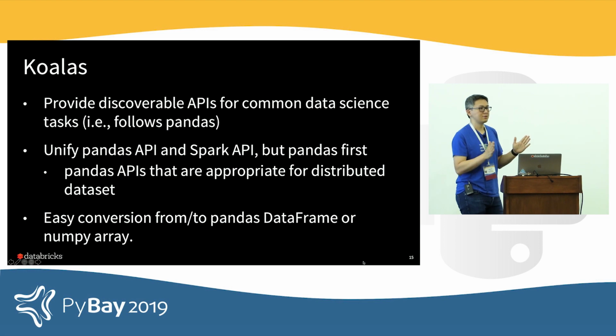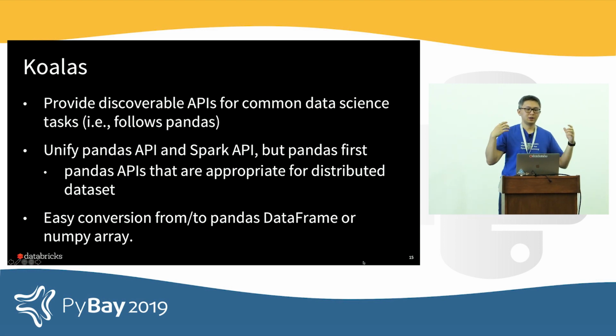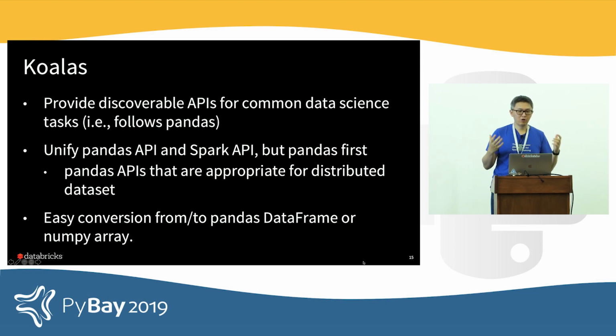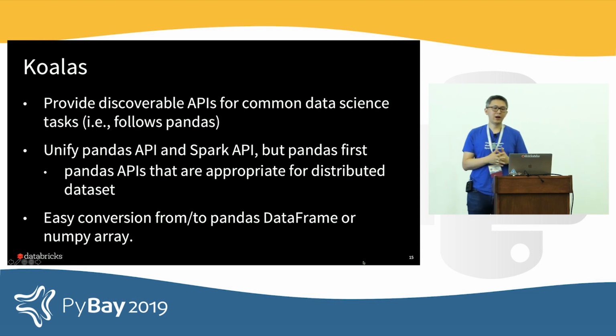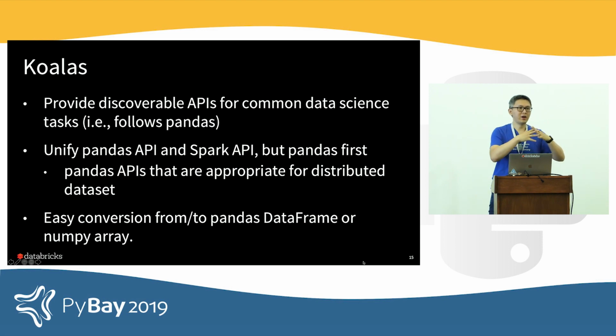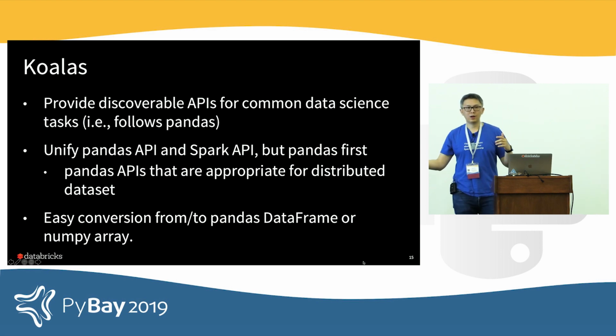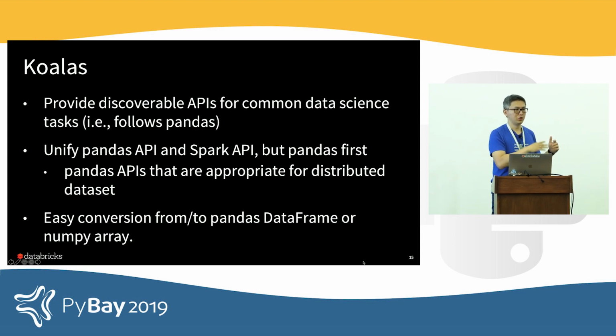So Koalas basically follows Pandas. It provides a large set of discoverable APIs for common data science tasks, and it unifies the Pandas API and the Spark API. But when there are conflicts, like the same name with different return types, we respect Pandas. And for Pandas APIs that are appropriate for a distributed data set, we just implement them.